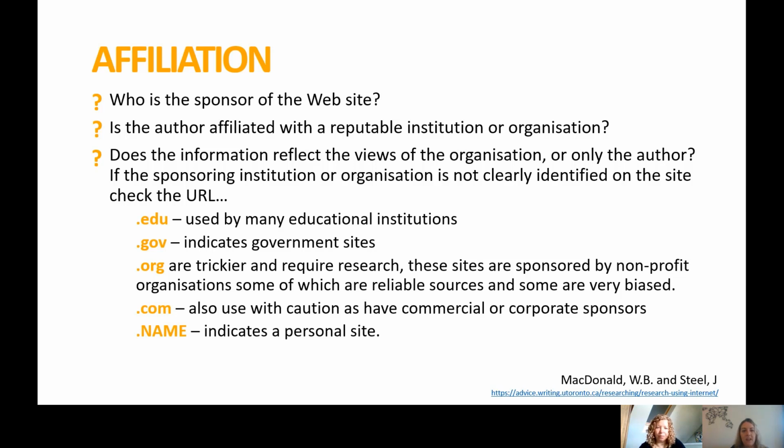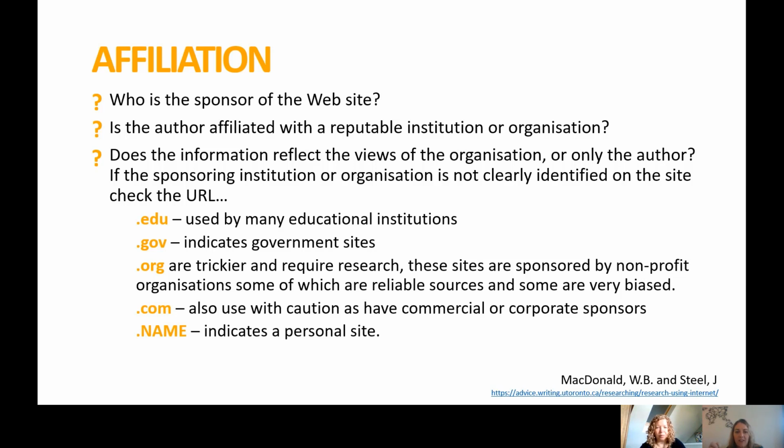If you're doing web-based research, think about who's the sponsor of the website. Is the author affiliated with a reputable institution or organisation? Does the information reflect the views of that organisation, or only the views of the author? Look at where this is printed. If I was going to publish something linked from the UEA website, it should say very clearly whether I'm representing the views of UEA or whether it's just me, and where it's been published.